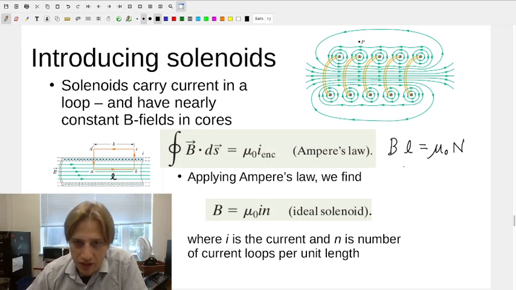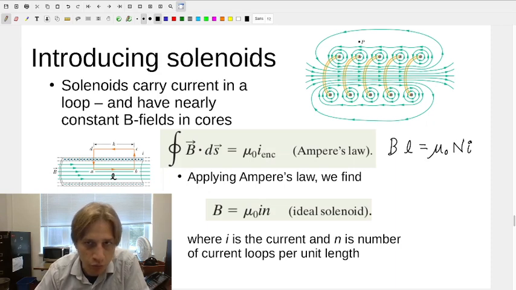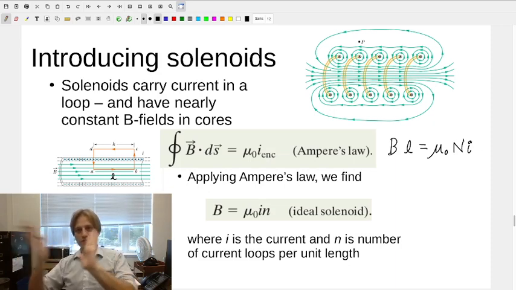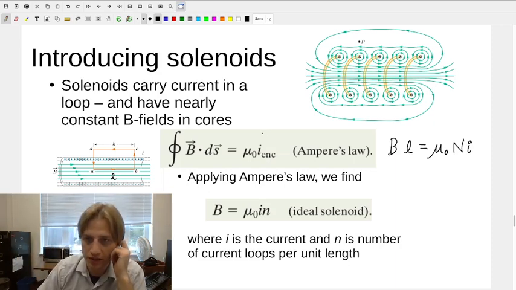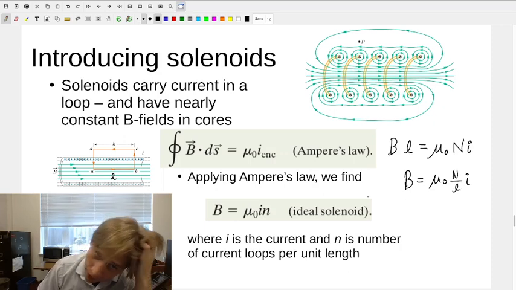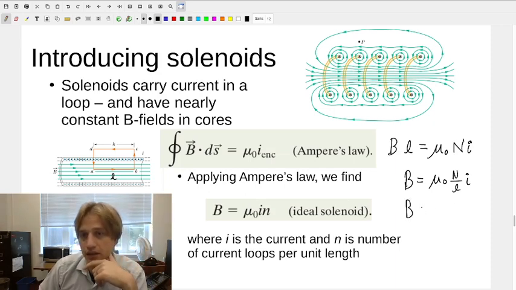And so it would be n times I. I is the current running through one of those loops, and they're running helically like this. They're a bunch of spiraled loops pressed up against each other. So if we just divide both sides by L, we find that this is mu naught n over L times I. And the way that they usually write that is B equals mu naught, that's constant, times I, that's the current you run through your solenoid, times N.